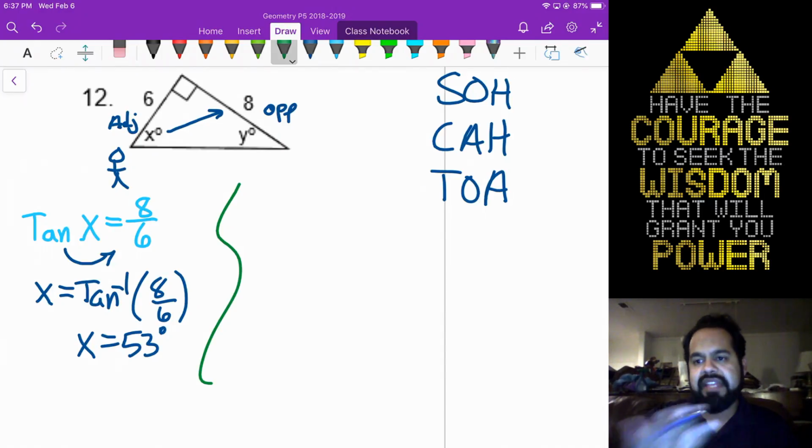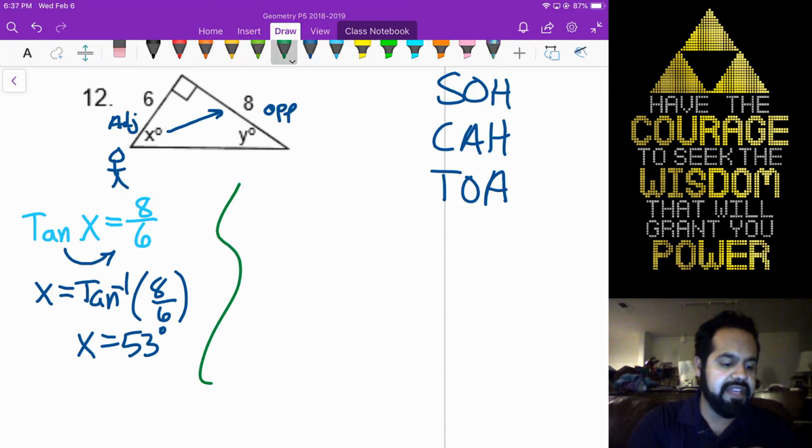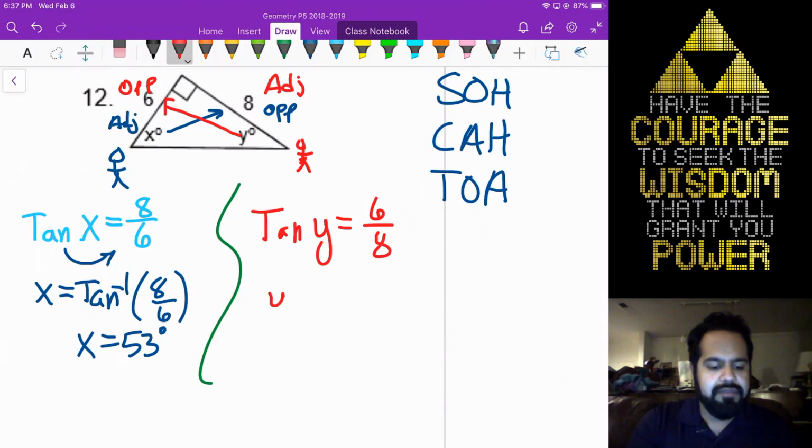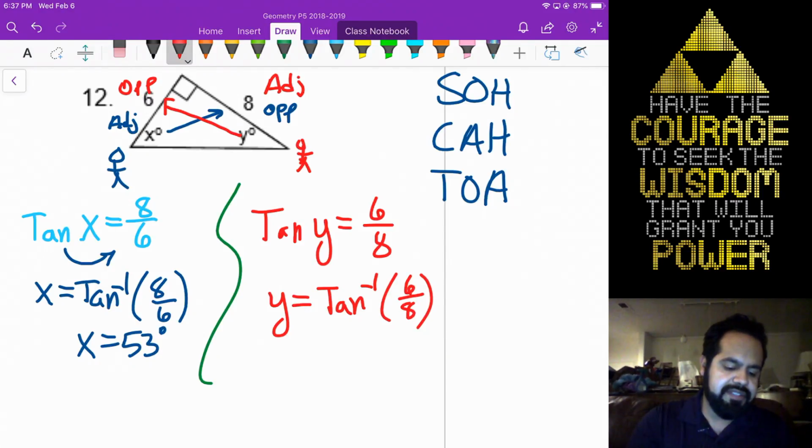So now let's pretend I said, hey, you do not know the value of x. You decided to be different and solve for the value of y. So with respect to y, 6 is now the opposite, 8 is now the adjacent. So tangent of y equals 6 over 8. Same thing, we're just doing inverse tangent, and that's going to spit out for us, I believe, 37 degrees.